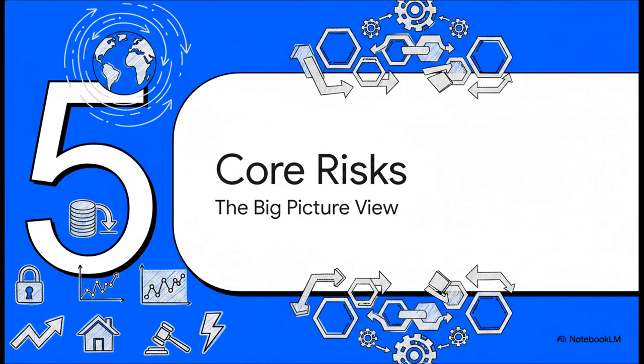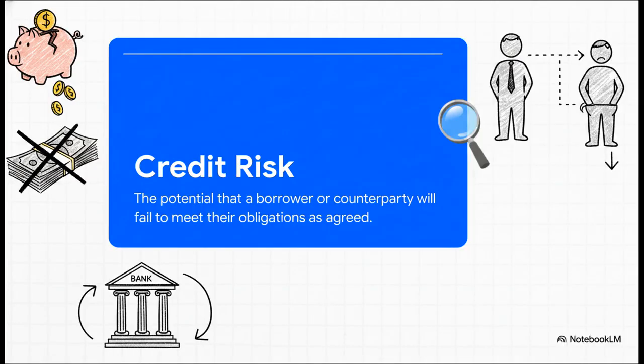All right, for our final section, let's zoom out. We're going to look at the main types of risks that keep bankers up at night and the huge web of global regulations that tries to keep everything in check. And let's start with the big one, credit risk. This is the oldest and usually the largest risk a bank faces. To put it simply, it's the risk that someone who owes you money isn't going to pay you back. It's the most fundamental risk in all of banking.